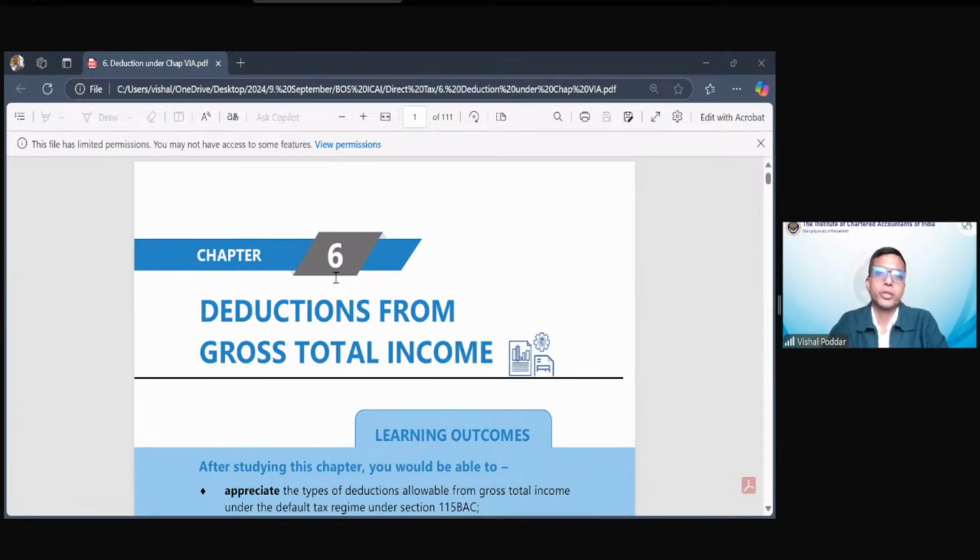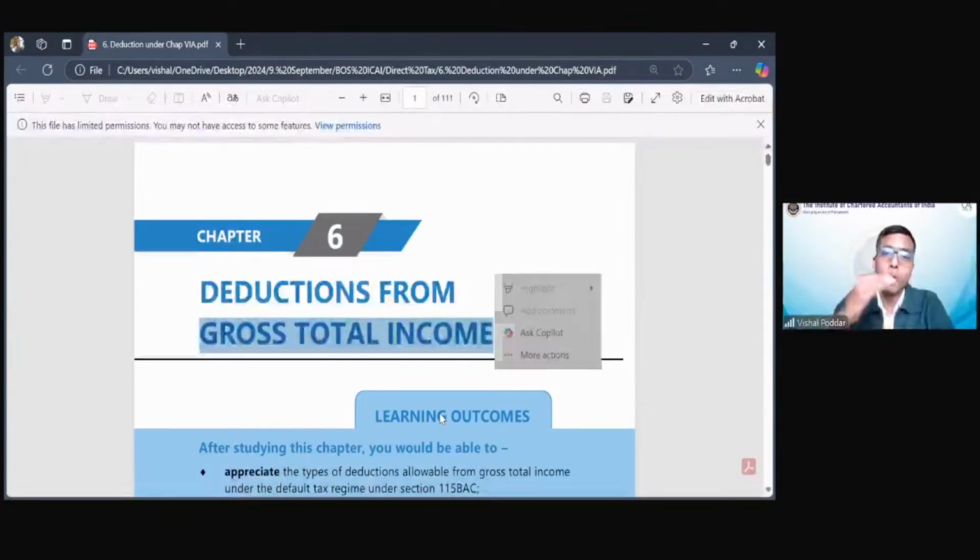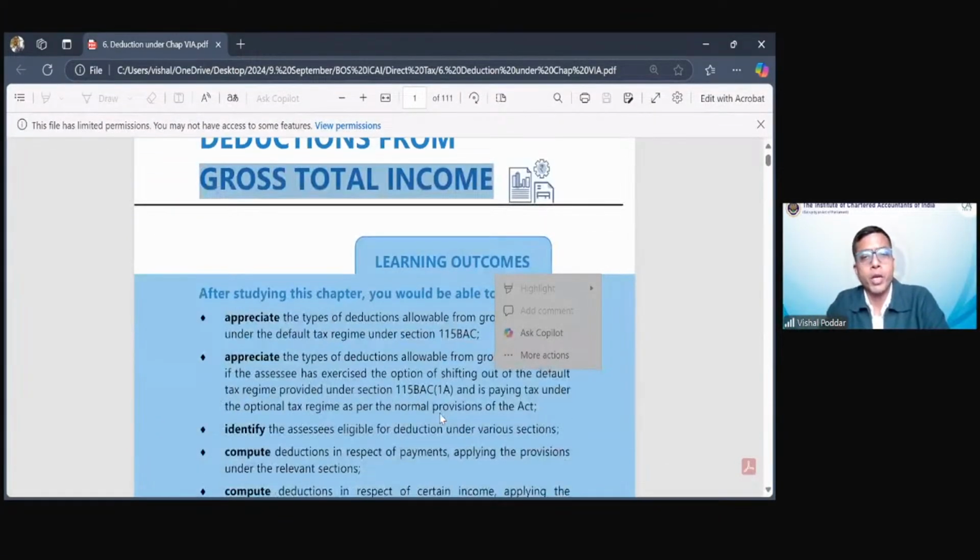So the point is, the first type of deduction is deduction allowed while computing the respective head income. Those deductions we have already studied in the respective heads. Then comes the second deduction, which is called deduction from gross total income. Once you have computed your individual source income, then your individual head income, and made a total in the format, you reach the total of all your sources, all your heads, and that total is called gross total income. In short, we call it GTI.